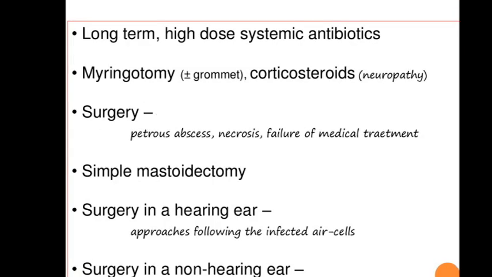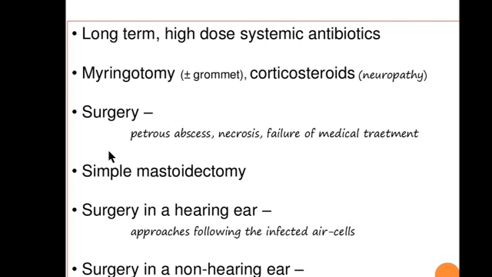So what is the treatment? How will you treat these patients? Long-term high-dose systemic antibiotics. So for a longer duration, even for 10 days or 14 days, you may need to give high-dose systemic antibiotics. If the pus is too much, you have to release the pus, right? The pus has to come out through somewhere. So you just do a myringotomy and release the pus. Corticosteroids, if you feel that nerve compression is occurring, then we give corticosteroids.